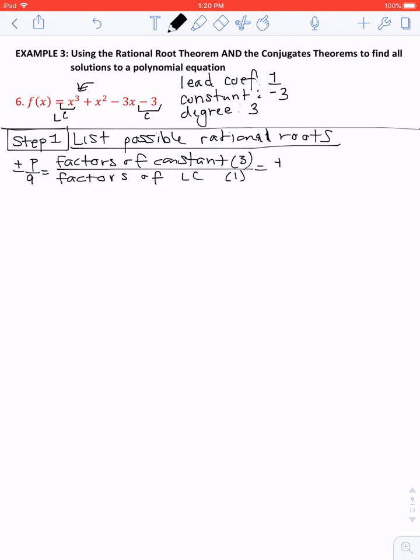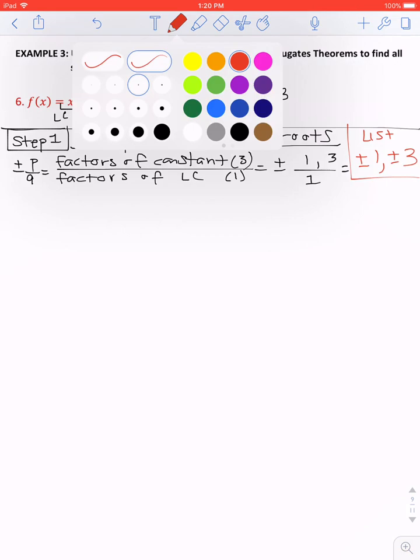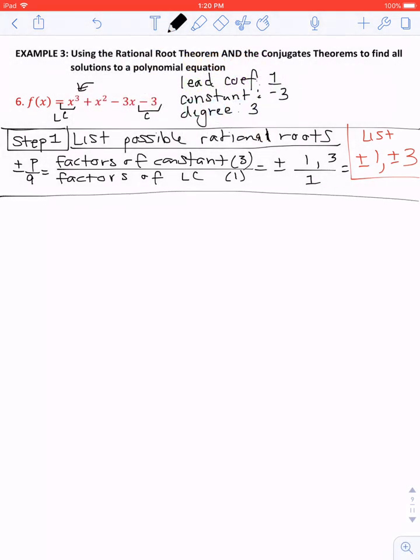So, nice, small, easy set. So 3, I have factors 1 and 3, and lead coefficient, I have 1. So a super small set. I have positive or -1 and positive or -3. Right, so here's my list. Easy. Right, step 2. Use that list and test it.